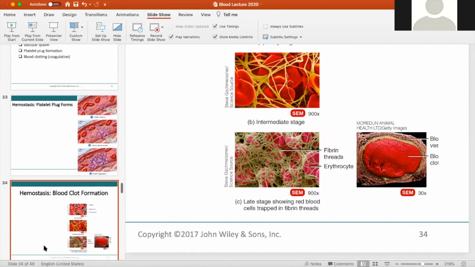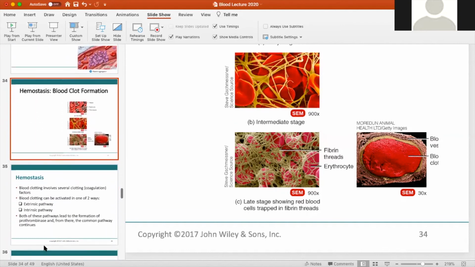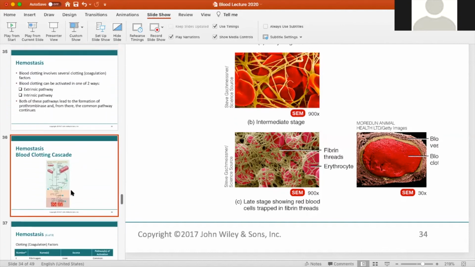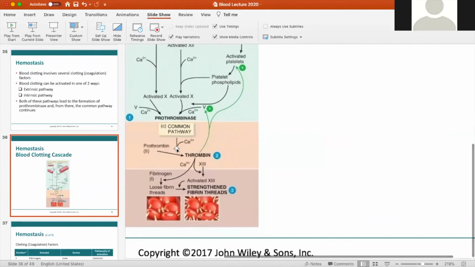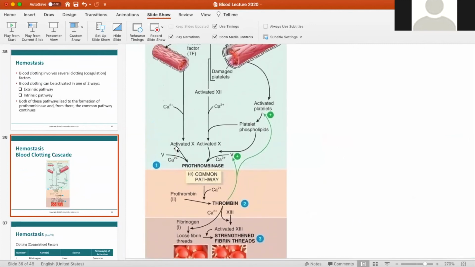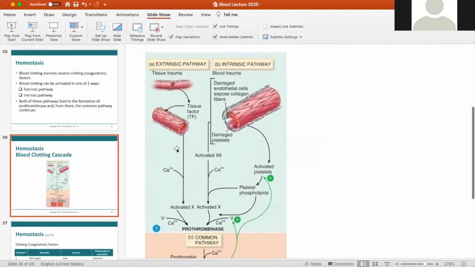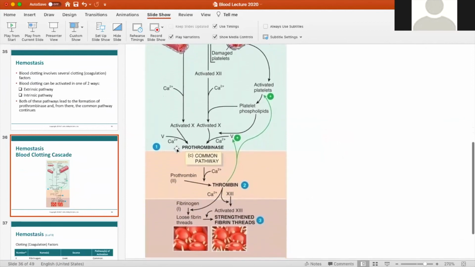So what does the body need in order to form that fibrin? And the answer to that question lives in slide 36 here. All right, so this is important that you understand this. So we have a common pathway here. And I'm not going to take you through all the blood factors, but what I do want you to understand is what happens right here.